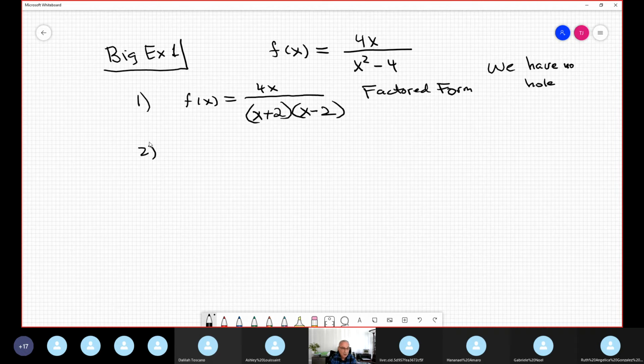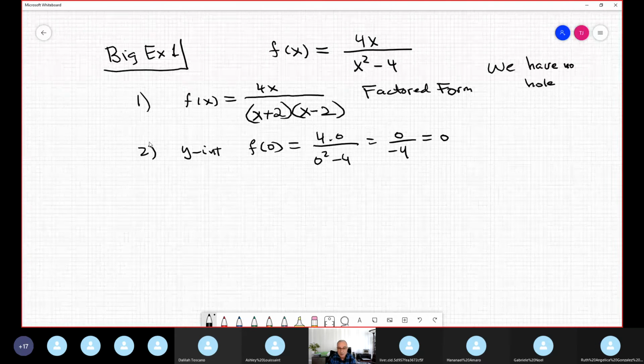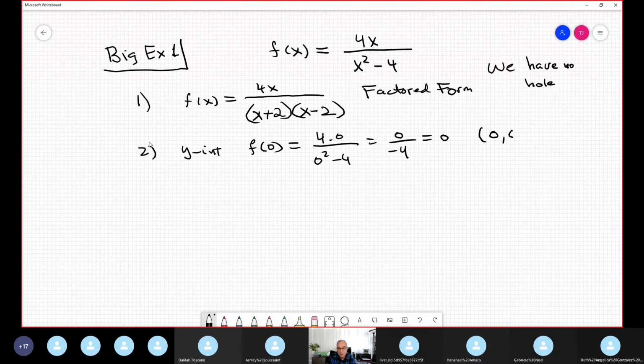Secondly, the y-intercept. What is the formula? Evaluate the function at 0: 4 times 0 divided by 0 squared minus 4. Well, 4 times 0 is 0, and in the bottom minus 4, but the answer is 0. When this situation happens, the point is 0, 0. Look, this is the x value, and this was the y value you take after evaluating the function, plugging in. When this situation happens, 0, 0 is both the x-intercept and the y-intercept. It's not frequent, but sometimes it happens.